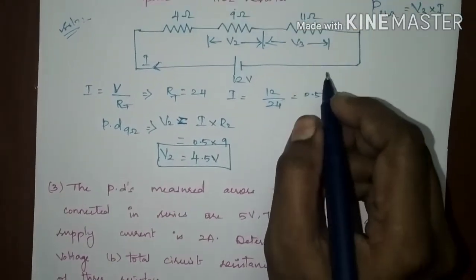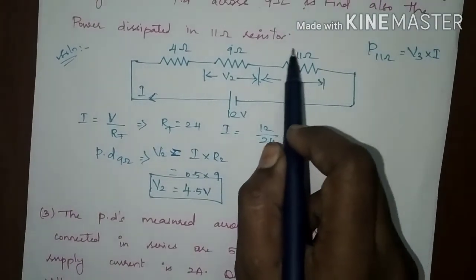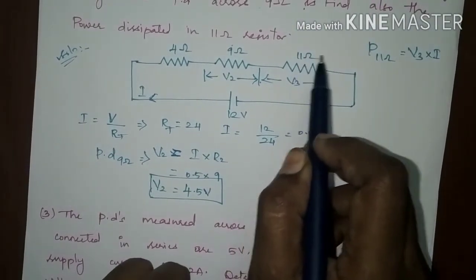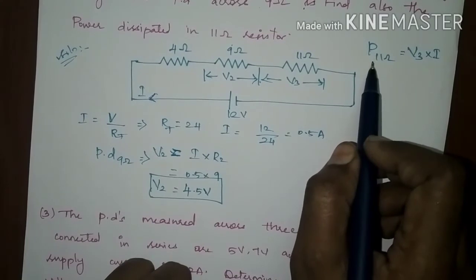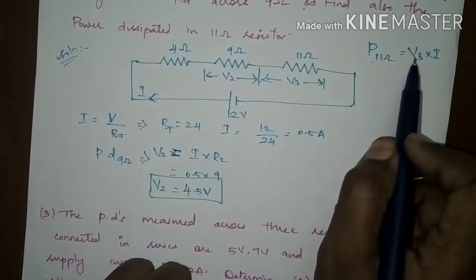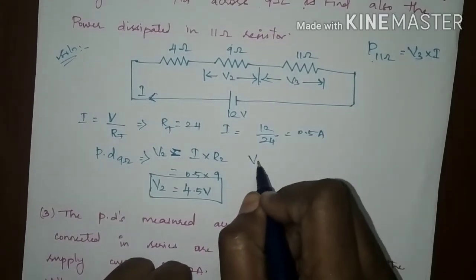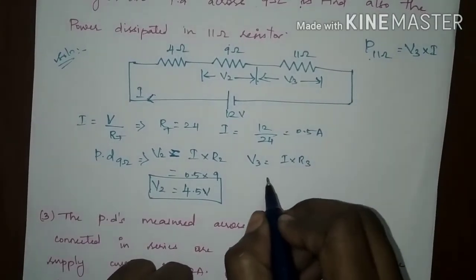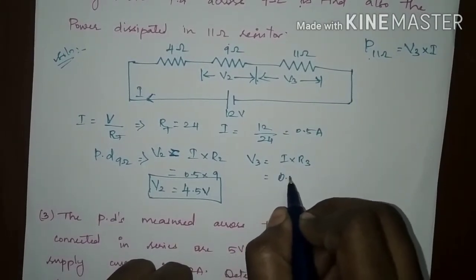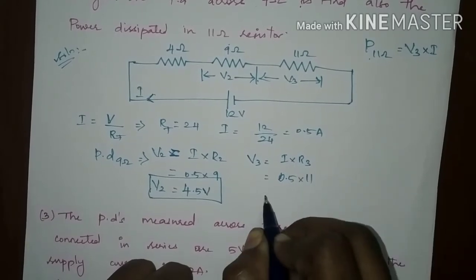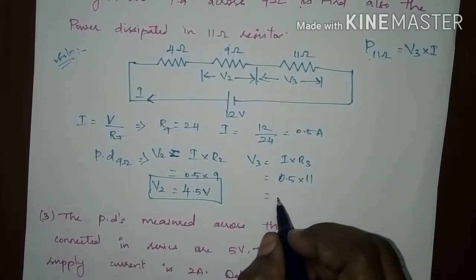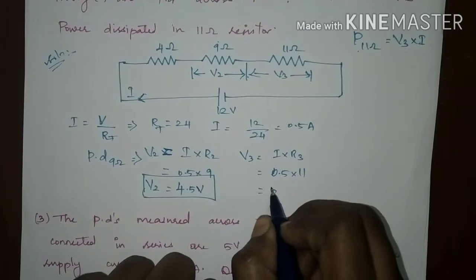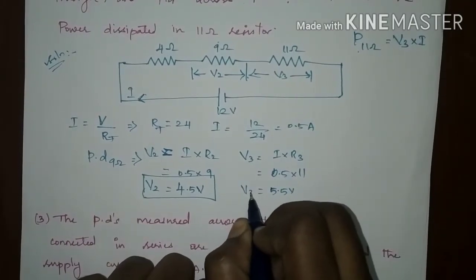Now we can find the potential difference across 11 ohms, so that we can find the power dissipated across the 11 ohms resistor. We need the value of V3. V3 value is current into R3 resistance. So current is 0.5 amps, R3 value is 11. We'll get the value as 5.5 volt, V3.